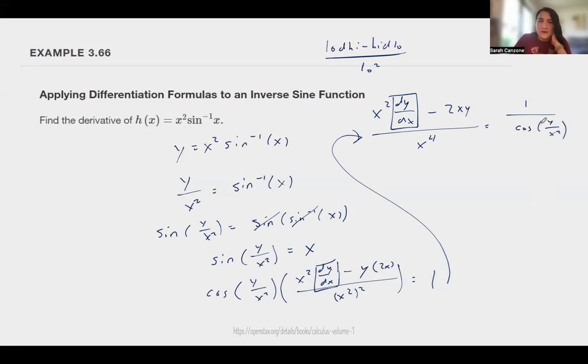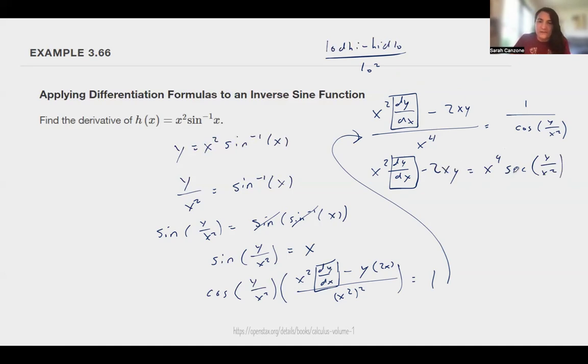Okay. Now, I will note 1 over cosine is actually secant. So this is the same thing as secant of y over x squared. Now, if this was on a test, would you get points taken off for not remembering that? No. But if you do remember that, it does help to rewrite it. So we do still have to solve for dy dx. We'll first start by multiplying this x to the fourth to the other side. And I'm also going to rewrite this as secant so that we don't have a fraction. So I'm going to say x squared dy dx minus 2xy equals, I'm going to multiply the x to the fourth over here, and I'm going to change this into a secant of that same argument.